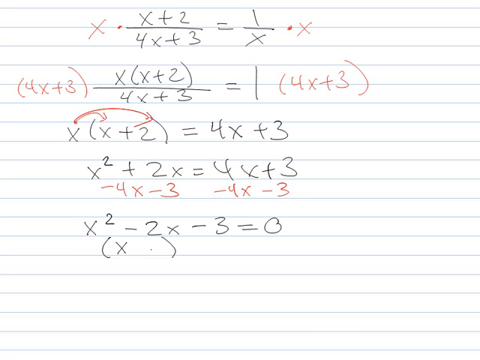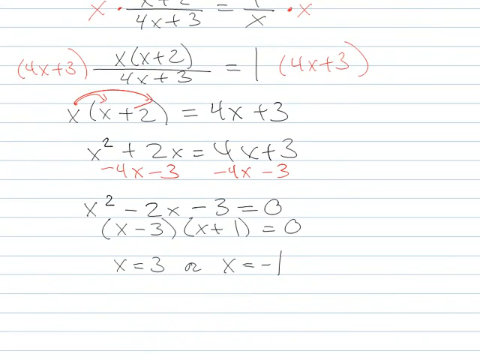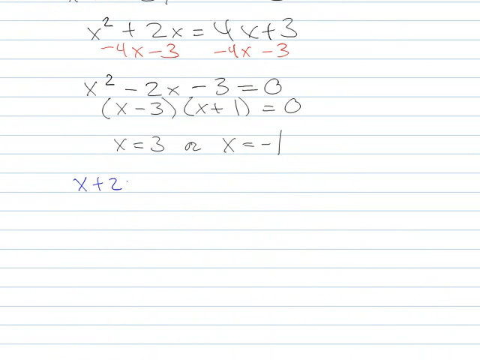So let me go ahead and separate this out. Factor it into minus 3 and plus 1. So I've got x equals 3 or x equals negative 1. So do I get to dance? No, I don't. I have to go back to my original problem, and I have to make sure that x plus 2, 4x plus 3, and 1 over x are all greater than 0. So I have to make sure that x plus 2 is greater than 0, that 4x plus 3 is greater than 0, and that 1 over x is greater than 0.